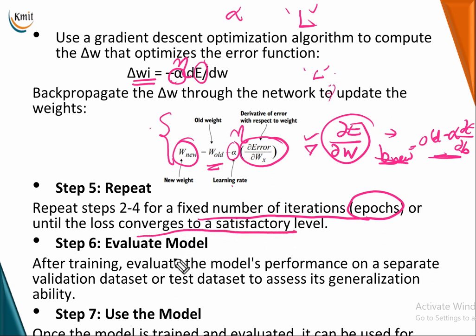Once you are done with that, you please evaluate the model. After training, you evaluate the model's performance on a separate validation data set and assess its generalization ability. Once you have trained and evaluated this particular model, it can be used for whatever purpose or application that you have chosen it for. So this is basically an entire step-by-step procedure where you will use the backpropagation algorithm to get an optimized model. I am really hoping you have understood this.